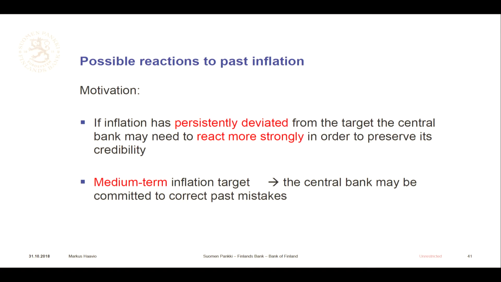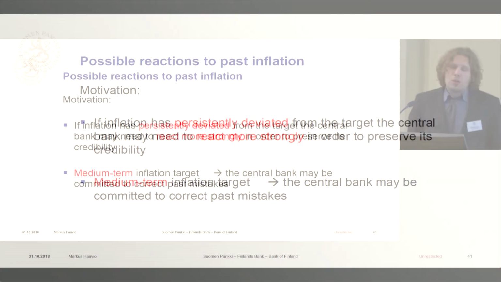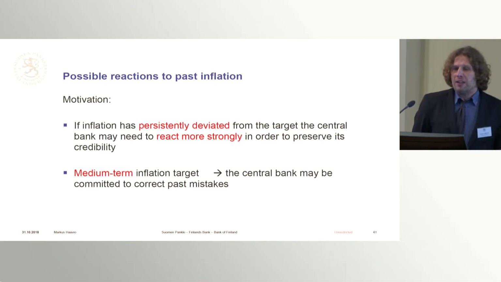So the very simple linear estimation, we only used forecast information while trying to infer the inflation target. In the second part, we also include possible reactions to past inflation. One motivation is that, if inflation has been persistently deviating from the target, the central bank may need to react more strongly in order to preserve its credibility. So that's one motivation suggested in the literature.